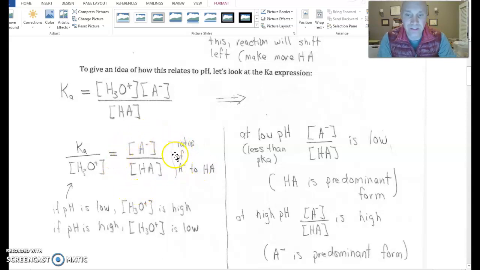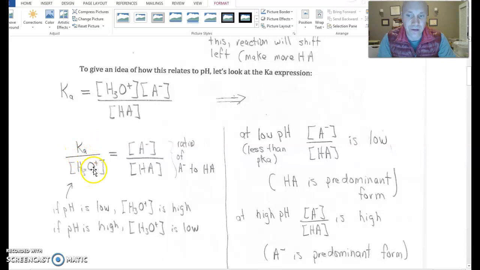If this overall side were to be below 1, that would mean that you have more HA than A-. But if this overall side were greater than 1, that means you've got more A- than HA. So this side represents the ratio of A- to HA. And taking a look at this side, we've got the Ka right here. Remember that's a constant for whatever that weak acid is. For example, if this was acetic acid, you would have a certain Ka. That's a function of that particular weak acid, so this is a constant.